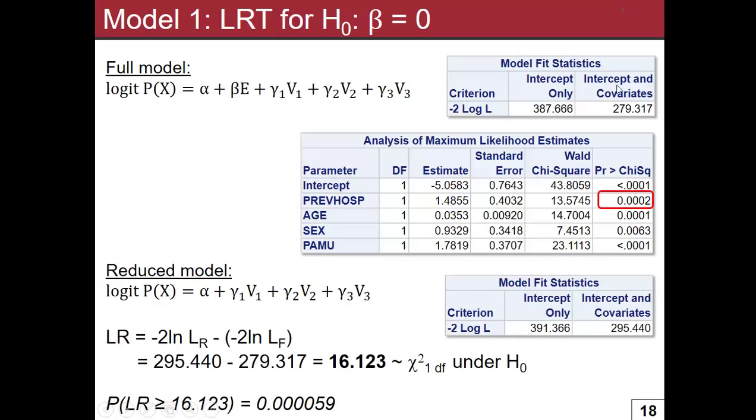And this is showing the full model and then the reduced model run down here. And so here, these two pieces, this is the -2 log likelihood for the full model and then the reduced model. And here we're carrying out the likelihood ratio test for whether exposure is significant. So this is sort of a weird model. Look at the reduced model. It's a model that has the confounder terms but no exposure.